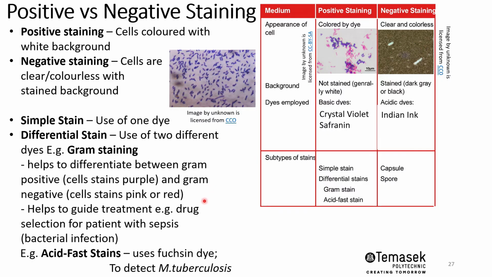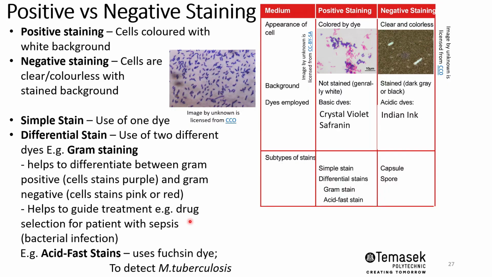But importantly, gram staining is a differential stain, and hence we use two different types of dyes here. This includes the crystal violet and the safranin dye. It helps to guide treatment for the patient, or even drug selection for patients with sepsis. Sepsis is a systemic bacterial infection in the patient. It's important to recognize what kind of species the patient has been infected with, and these species may be gram-negative or gram-positive. This will help the physician to dispense appropriate treatment such as antibiotics for the patient's recovery.